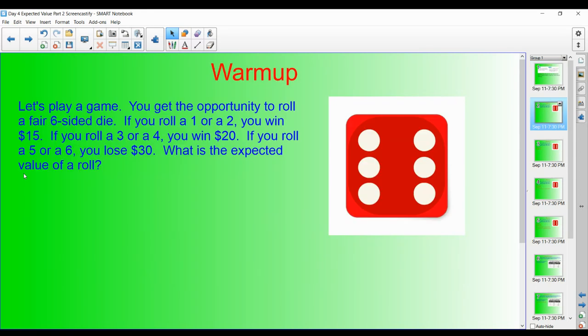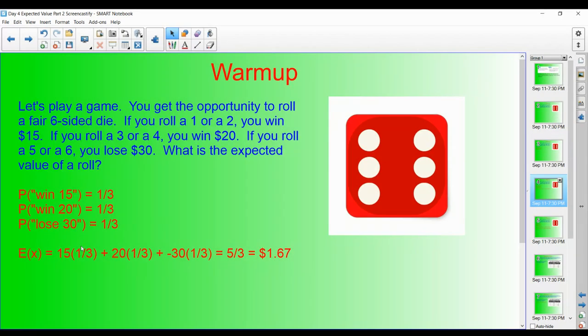So we looked at this die problem yesterday. If you roll 1 or 2, you get $15. 3 or 4, you get $20. And you roll 5 or 6, you lose $30. So there are 3 different events or 3 different possibilities. Let's look at them. You could either win 15, so there's a 2/6 or 1/3 chance of that. You could win 20, or you could lose 30. And each of these in this case happens to have the same probability because it's 2 out of 6 ways for each to happen.